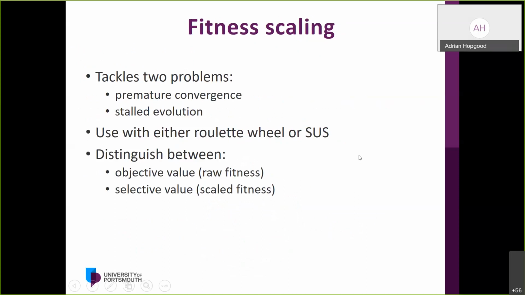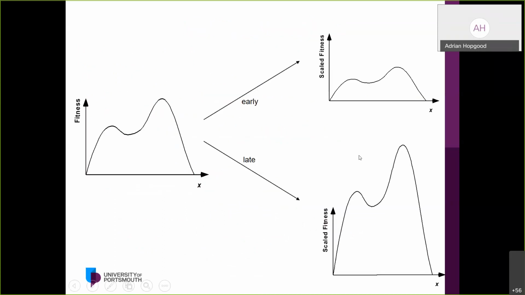And then there's some other things you can do. So-called fitness scaling is designed to tackle those two problems I mentioned, premature convergence and stalled evolution. The idea is you have a raw fitness called the objective function and a scaled fitness, the selective function, on which you select. The concept is quite simple, really. If this is your fitness function to the left, early on, you want to avoid premature convergence, so you squash the fitness function. Later on, you might want to make sure you really do zoom in on the peak, so you stretch the fitness function.